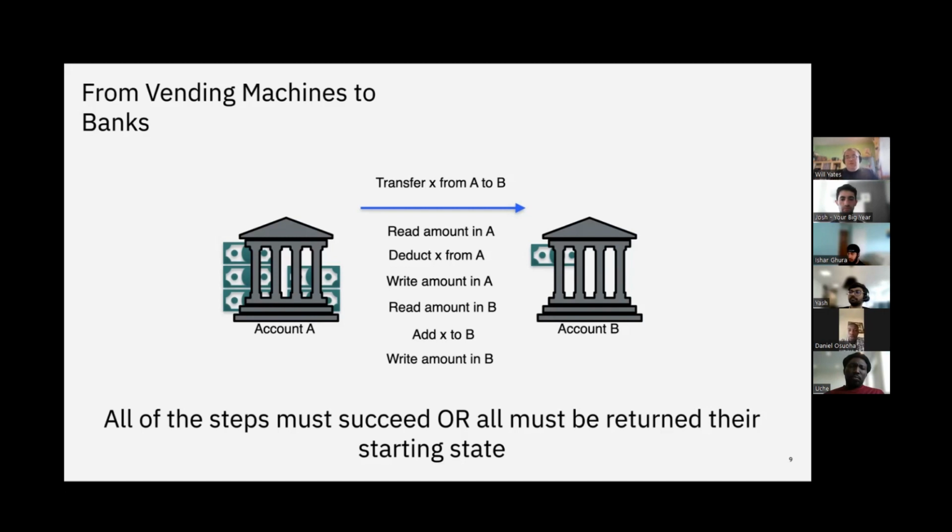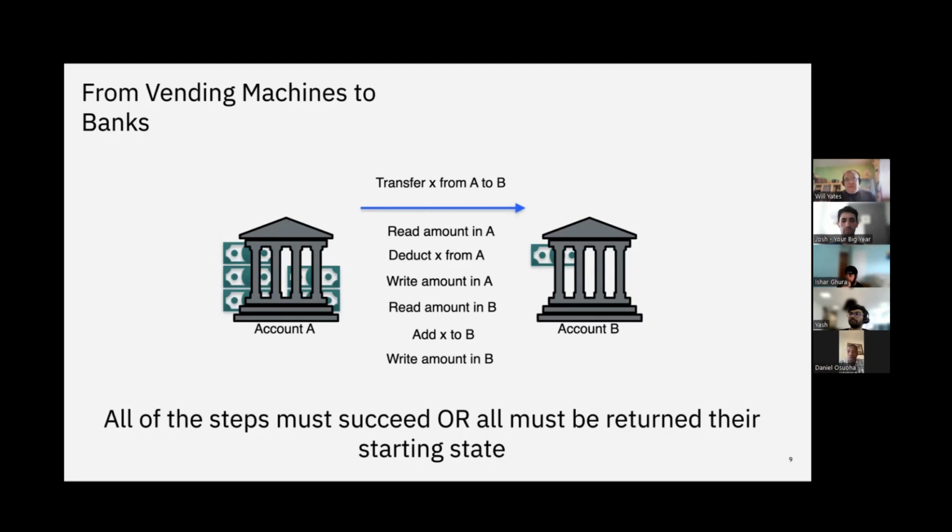I also need to read the amount in the second file. And then in memory, add the X, the amount of money I'm adding to the account, to the amount that I've just read. And then I need to write that amount back into the file or database. I've got a sequence of actions. And similarly to my vending machine, where we had a sequence of actions, all of these steps must succeed or we must be returned to our starting state.